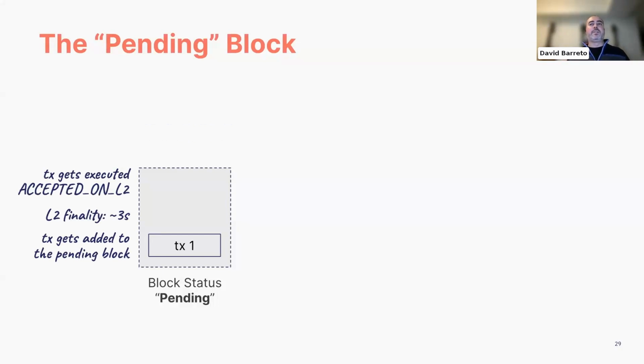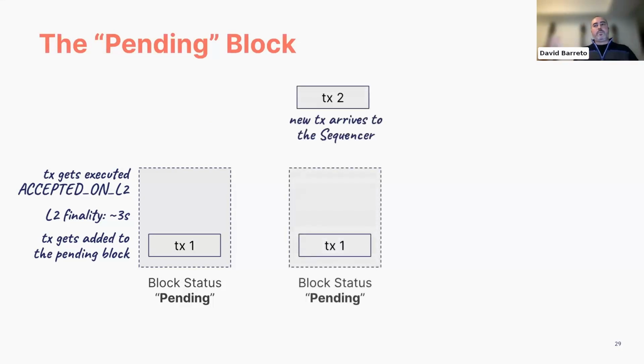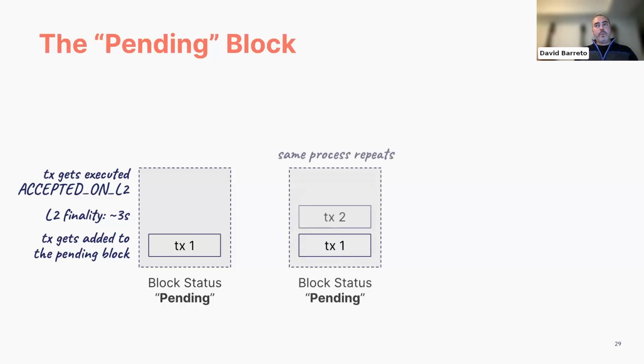That's why it happens so fast, because the block is not yet even complete. It's still accepting new transactions. Another transaction will arrive later, and it will get added to the same pending block, and the same process repeats. That second transaction gets accepted on L2, gets executed in the Cairo VM, and is considered to be final in 3 seconds.